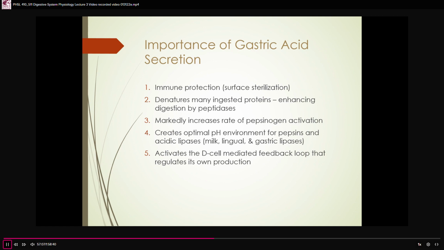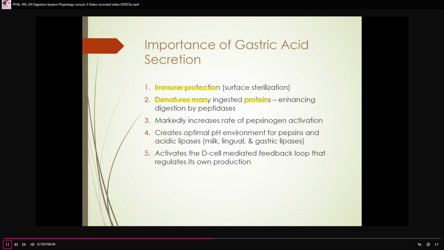So let's just summarize then what we've already said. Why is it important to make all this gastric acid? We know about the sterilizing effects that it has. We've talked about that multiple times. I didn't mention it, but it also denatures many proteins. Many of your ingested proteins get denatured by the presence of high acid itself. And remember what denaturation means. When a protein is denatured, you don't break the peptide bonds between neighboring amino acids.